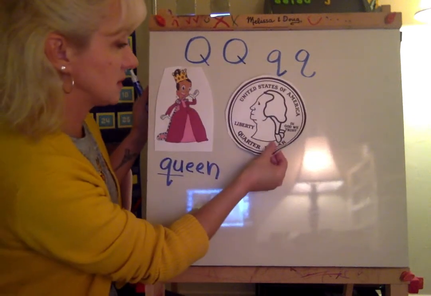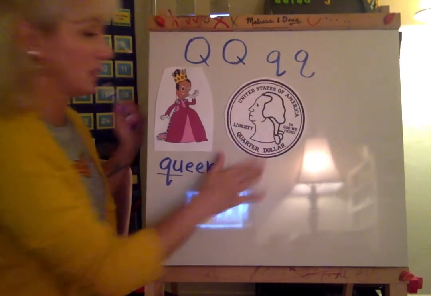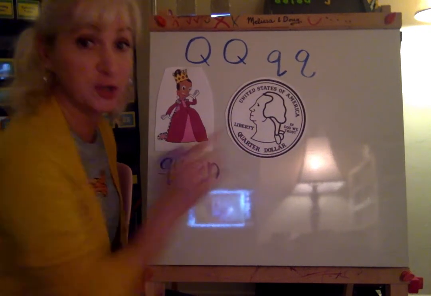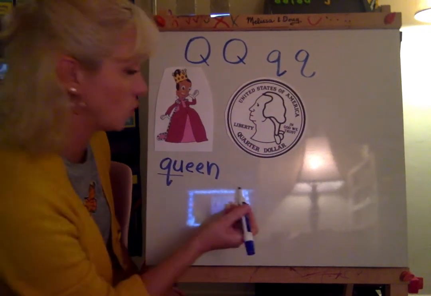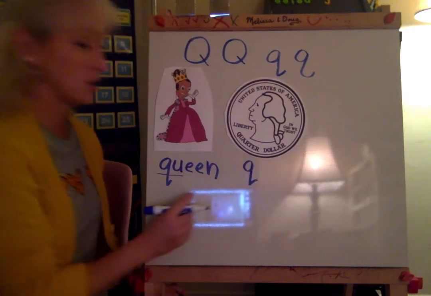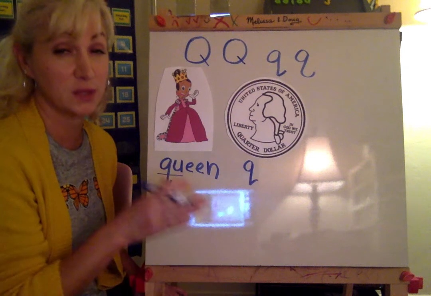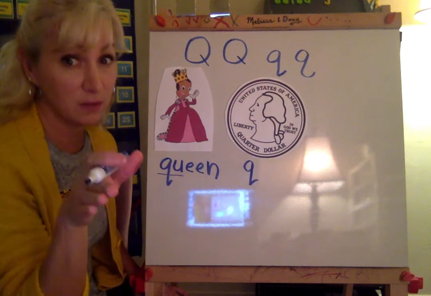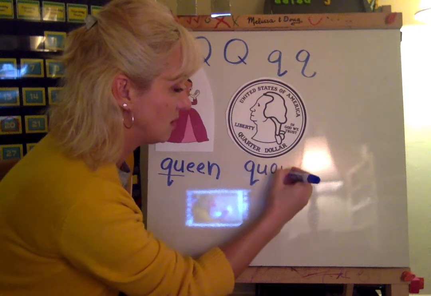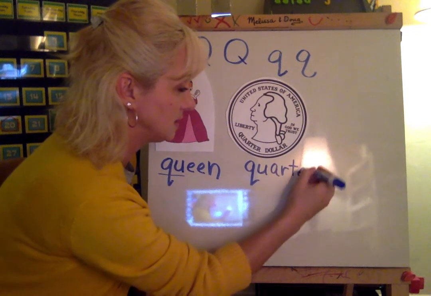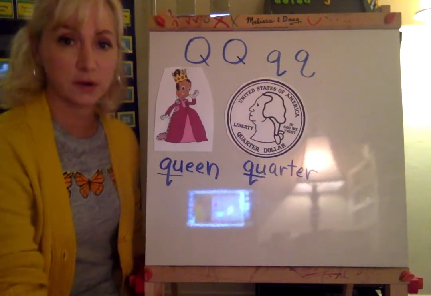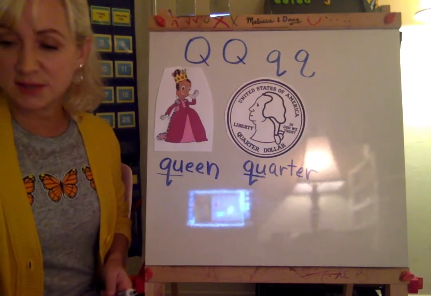So let me stick that here. And we can even see it right here. It says quarter because it's a quarter of a dollar. It's 1/4 of a dollar. So I'm going to write quarter, Q. What comes next? What did I say? Is always with the Q. What letter? The U. Q, U, A, R, T, E, R. Quarter. All right. Next one.